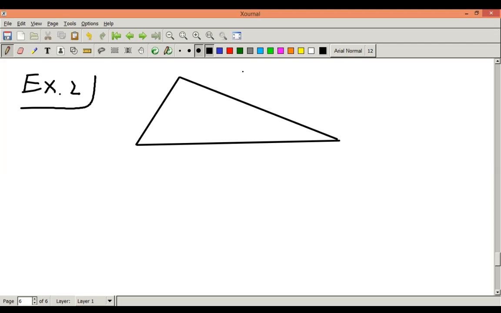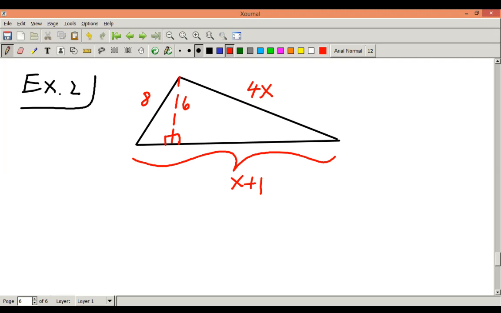And I'm going to call this side 4x. And call this side 8. I'm going to say the height of the triangle is 6. So the height is inside for this one. And the base of this triangle, which remember is perpendicular to the height, is x plus 1. So we got a little bit of algebra in here, but we can deal with that.